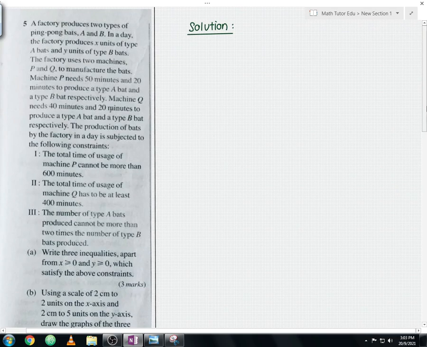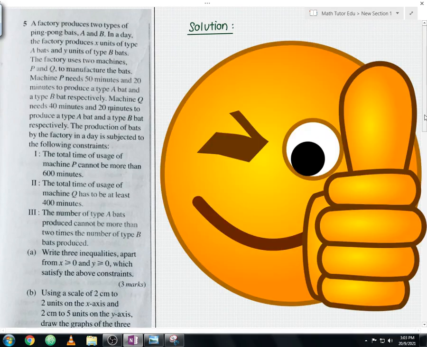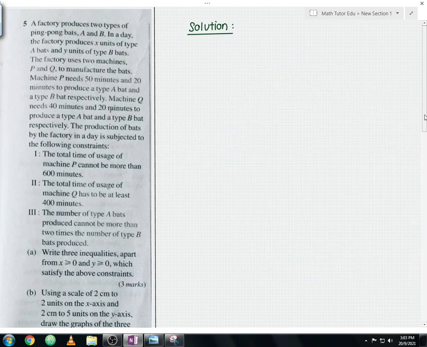So I hope that you will attempt this question in the future. If you could manage to solve this question, a big thumbs up to you guys. But if you can't solve this question, no worries. I'm going to show you the step-by-step working and the solution. So without further delay, let us start to solve the question.